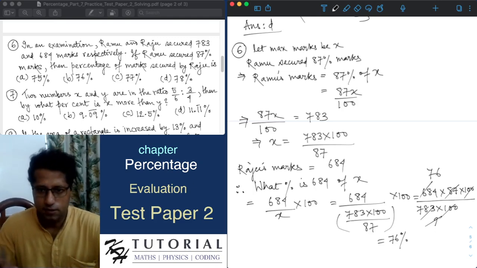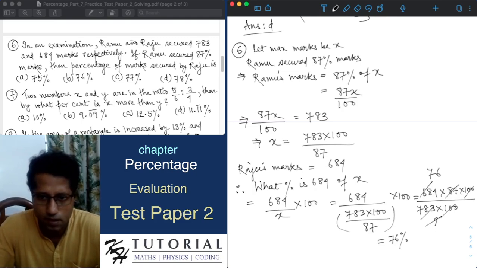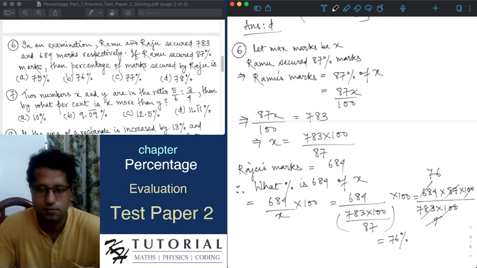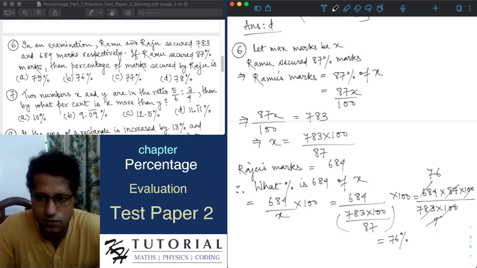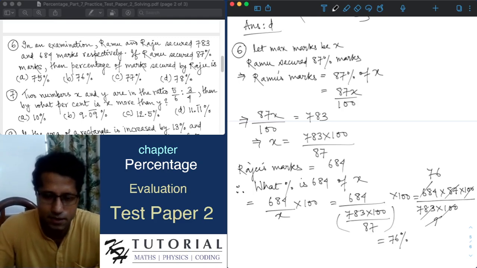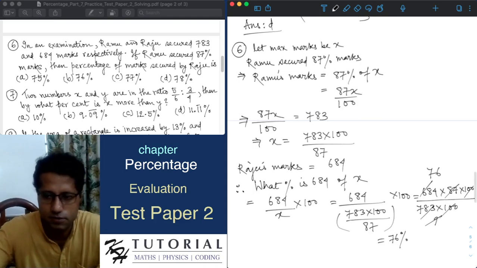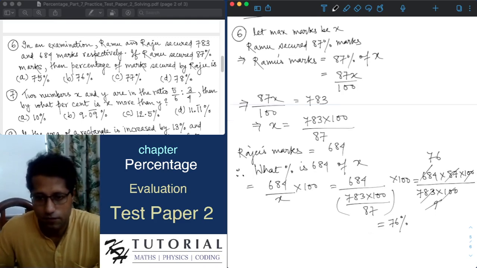So it is given that 684 is the marks Raju got, and we also found the maximum marks X. So now we have to find what percent 684 is of the maximum marks, that is X, which will be 684 by X into 100. So the answer is 76 percent. So the correct choice is B.